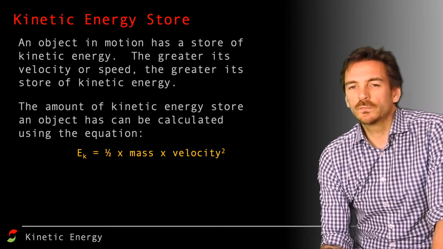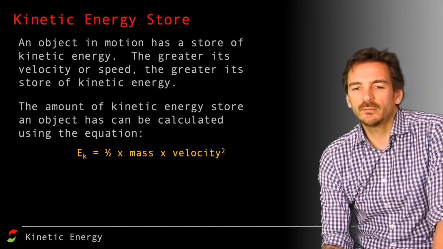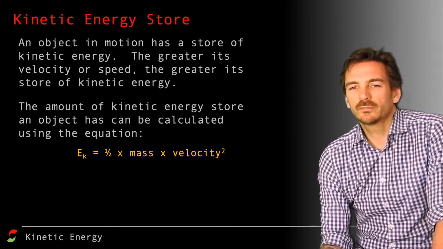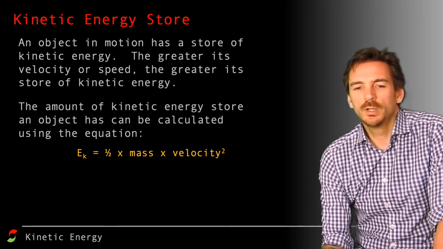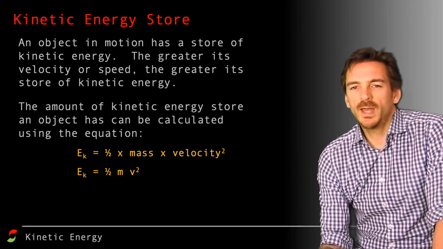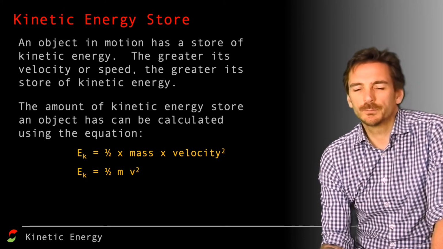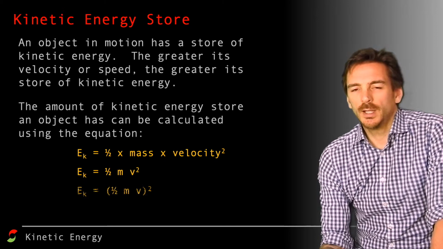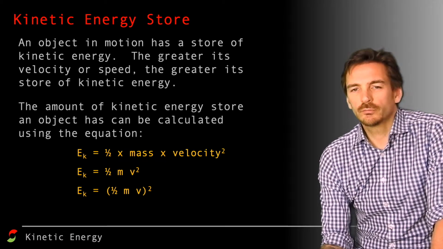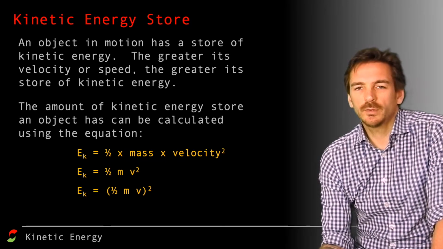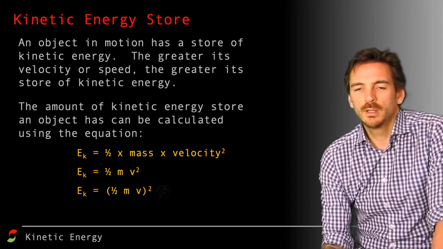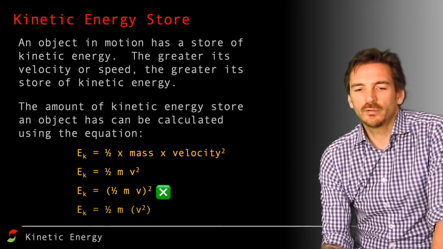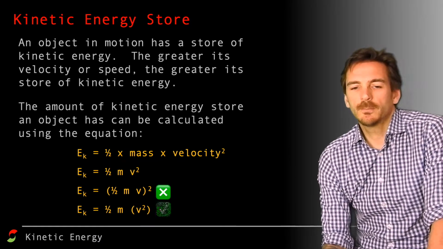So EK stands for kinetic energy, so kinetic energy is equal to half times mass times velocity squared. So it's a little bit wordy in this form, so we rewrite it as a half mv squared. But do be careful, because I've seen students put the square in the wrong place, so that it's a half mv, brackets all squared. That's wrong. Remember that it's just the v that is squared.